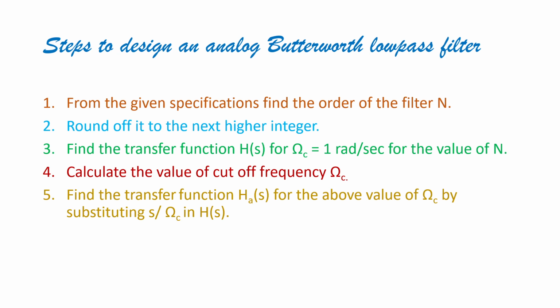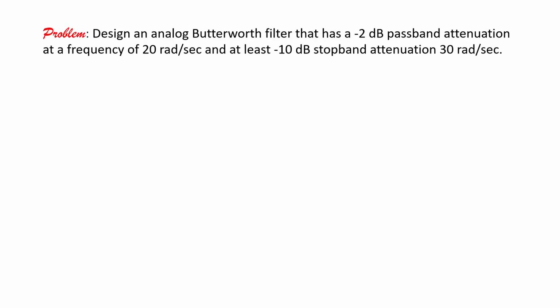And step 5 is to find the transfer function H(s) for the above value of omega c by substituting s by s over omega c in H(s). So these are the steps to design the analog Butterworth low pass filter. Now come to the problem statement. Design an analog Butterworth filter that has minus 2 dB passband attenuation at a frequency of 20 radian per second and at least minus 10 dB stopband attenuation at 30 radian per second.